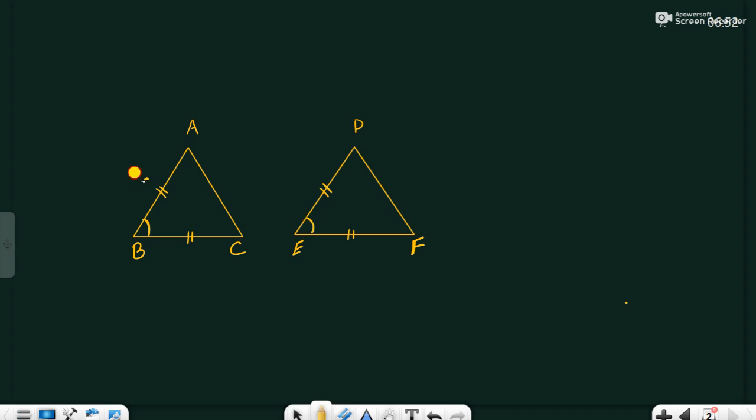That means this is a side, this is an angle and this is another side. That is the side angle side rule. This is one side, this is the angle and this is the side. That is what we call the side angle side rule. That is rule number 1. What is this rule? The congruence rule. Side angle side. That means two sides and one included angle.